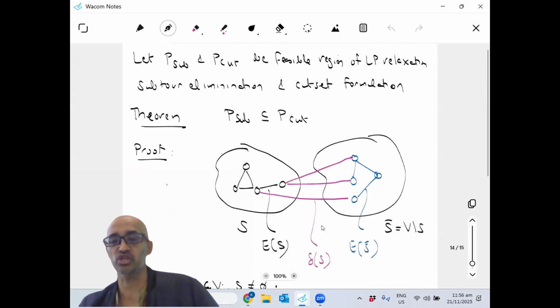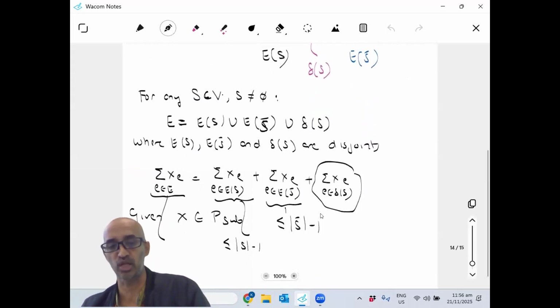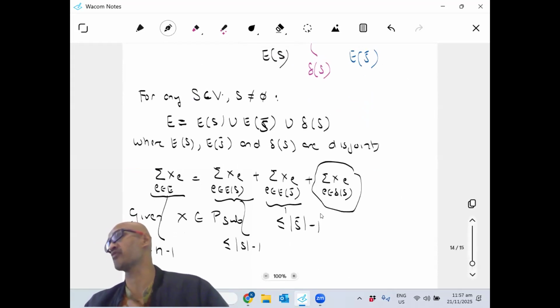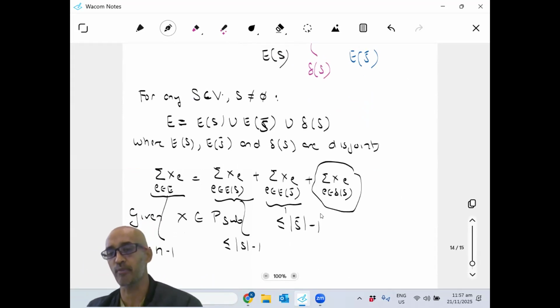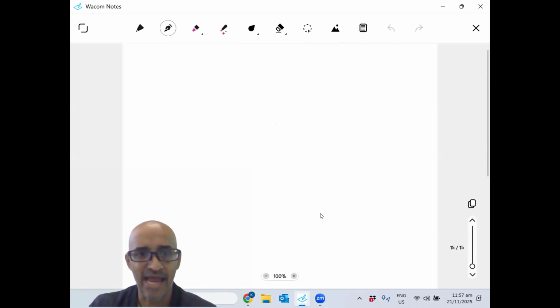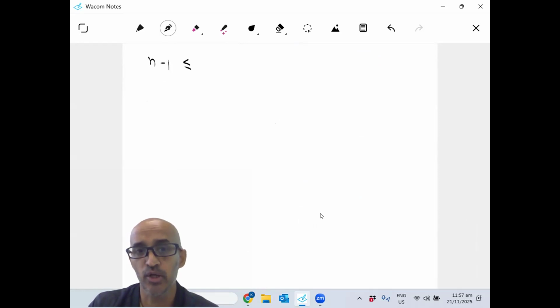So for any solution in this subtour elimination formulation, this number will be exactly n minus 1. This number will be bounded from above by the cardinality of S minus 1. This number will be bounded from above by the cardinality of S bar minus 1. So this will tell me something about this. Okay. So this number, n minus 1, will be less than or equal to |S| minus 1 plus |S bar| minus 1 plus the summation of x_e, e in delta of S.